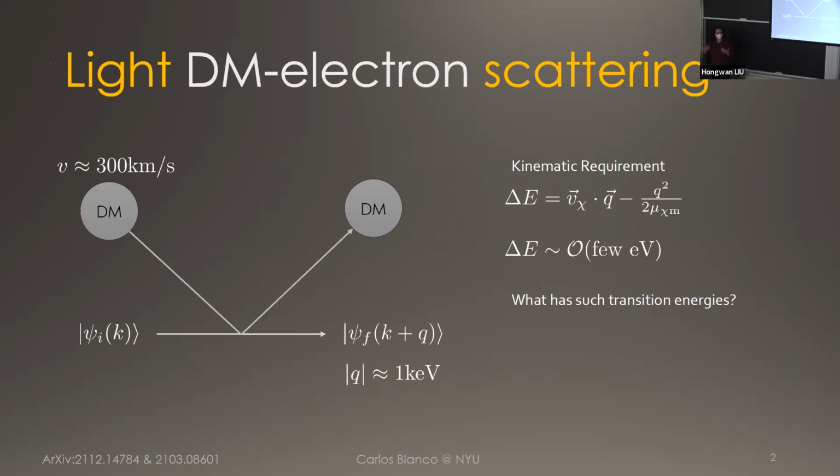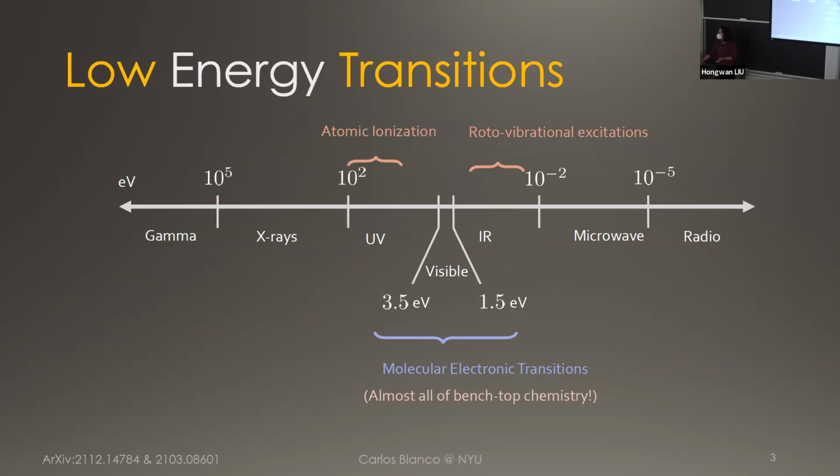We want to try to detect the interactions of dark matter with some electronic system that starts in some initial state psi_i and goes to some final state psi_f, picking up some momentum q, and for sub-GeV dark matter of order MeV, the energy accessible to these transitions is of order eV. So we can ask, what has transition energies of this order? Well, we see that atomic ionizations lie close to about 100 eV, and the visible spectrum is really where we want to be to look for sub-GeV dark matter.